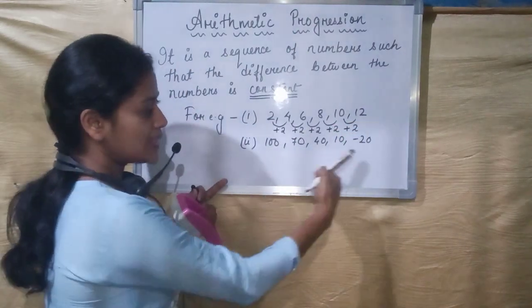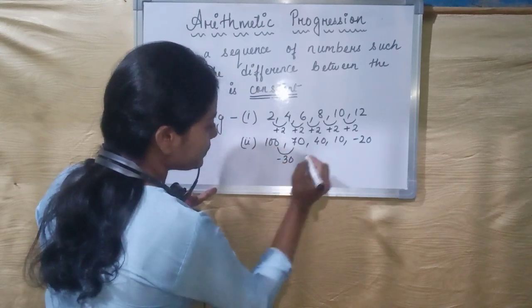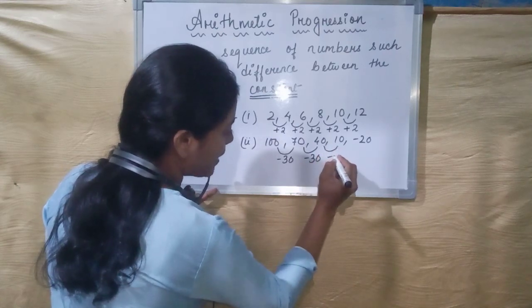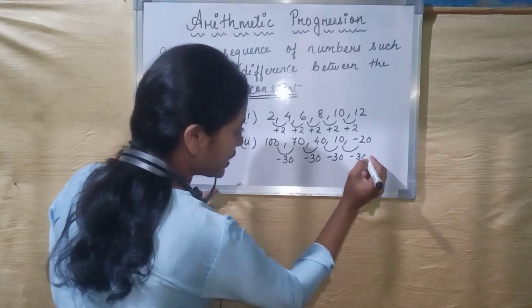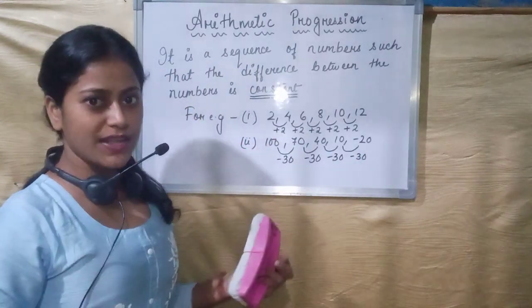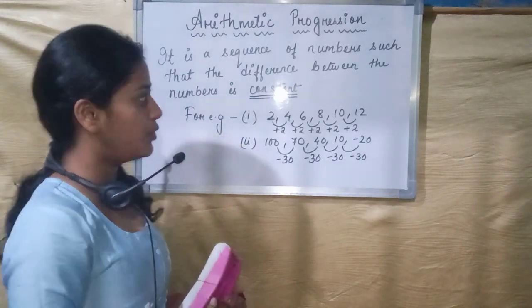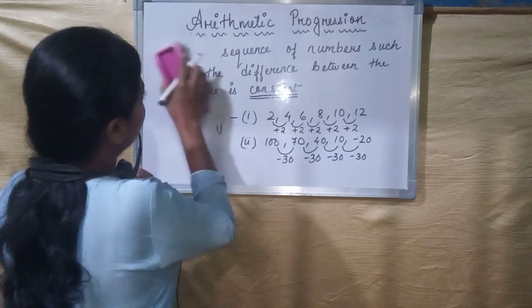Similarly, if we observe the second sequence, the difference between the numbers is minus 30. Between 40 and 10, minus 30. And between 10 and minus 20, the difference is minus 30. So this type of sequence where the difference between the numbers is constant is said to be an arithmetic progression.